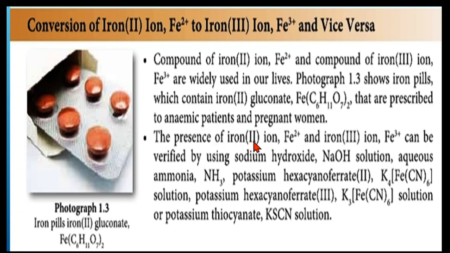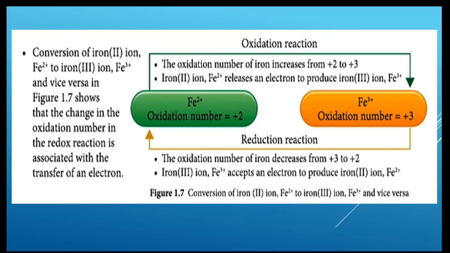Okay, the presence of iron 2 ion and iron 3 ion can be verified by using sodium hydroxide solution NaOH, aqueous ammonia NH3, potassium hexacyanoferrate(II), potassium hexacyanoferrate(III), or potassium thiocyanate KSCN solution. Okay, ini kita sudah belajar dalam salt form 4. So conversions of Fe2 plus to Fe3 plus or Fe3 plus to Fe2 plus.